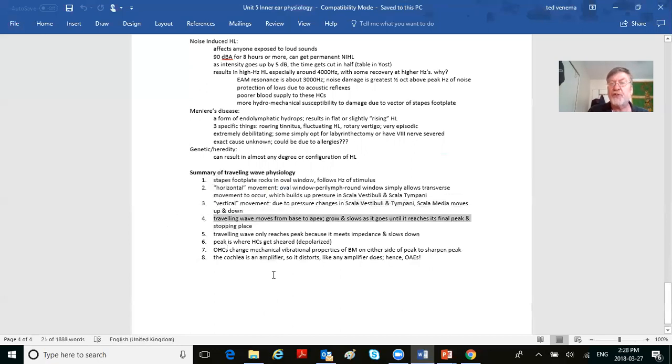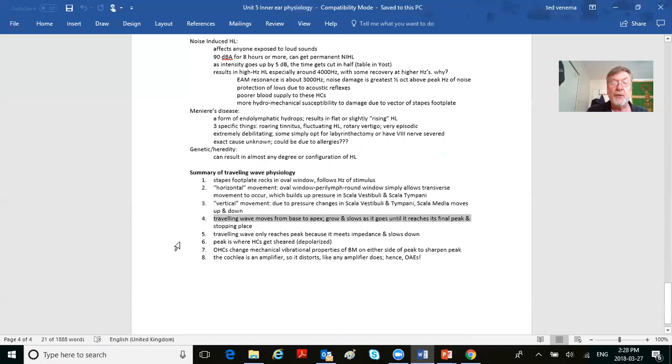It basically grows and slows as it goes until it reaches its final peak and stopping place at some unique place along the basilar membrane. As I say, a high frequency sound, the traveling wave will stop near the base because of the mass and stiffness properties of the basilar membrane. If a low frequency sound activates the cochlea, the traveling wave will move past the base and will stop near the apex, and it'll find its resting place there.